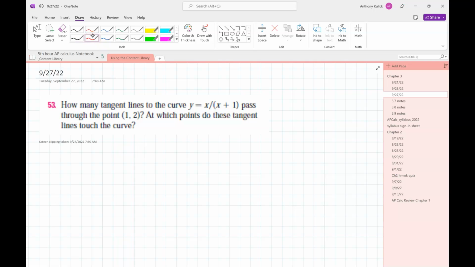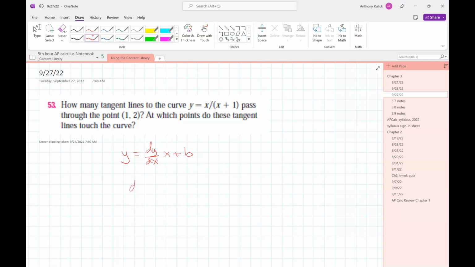Okay, so I'm going to start by writing a general equation for a line, or for a tangent line, where I'm going to use the generic slope given by the derivative. I'll write something like this. Is that okay with everybody?